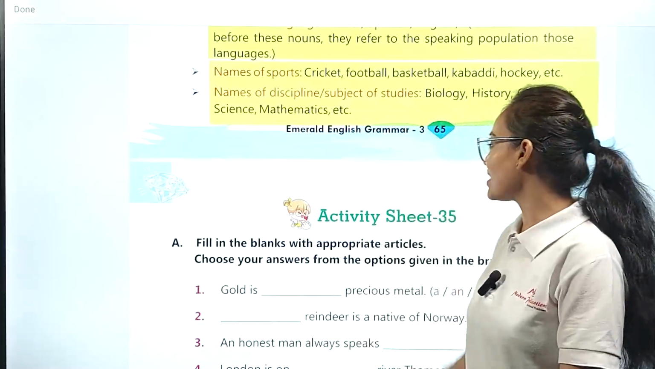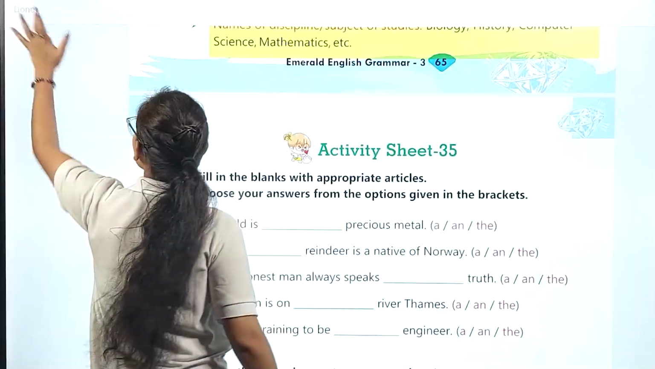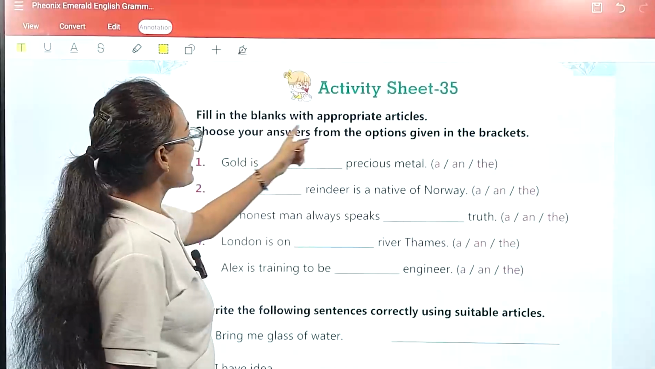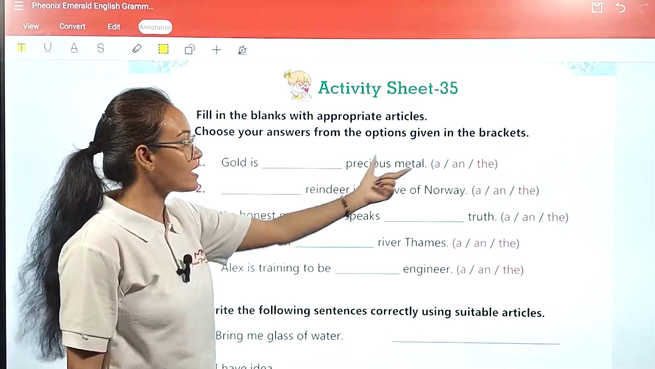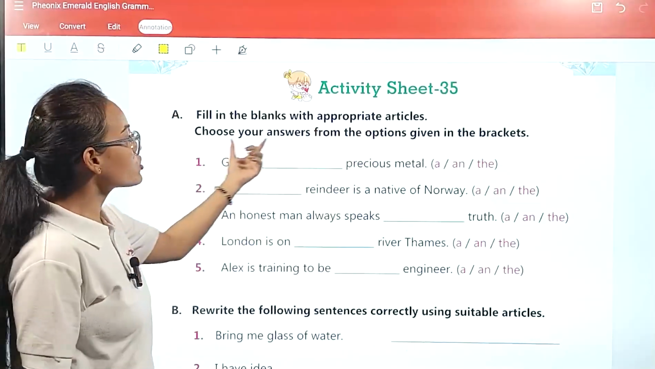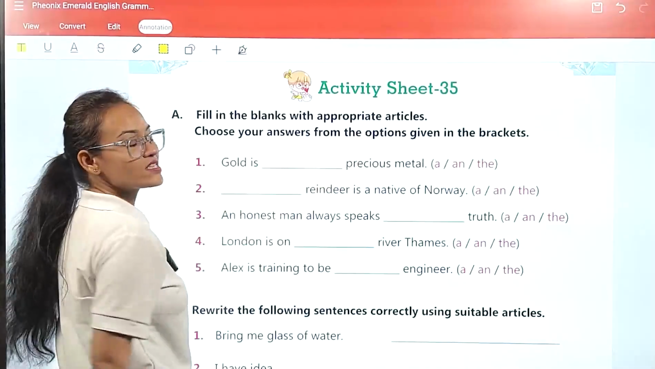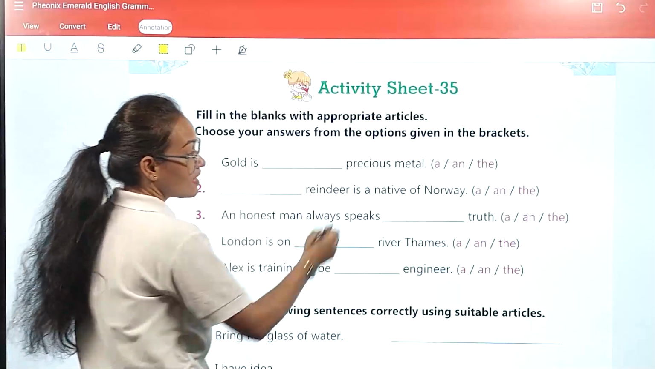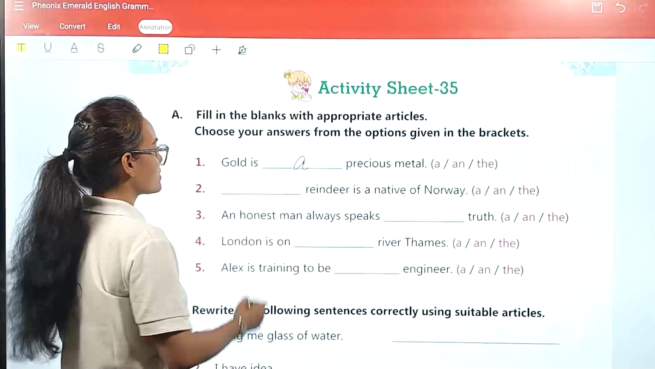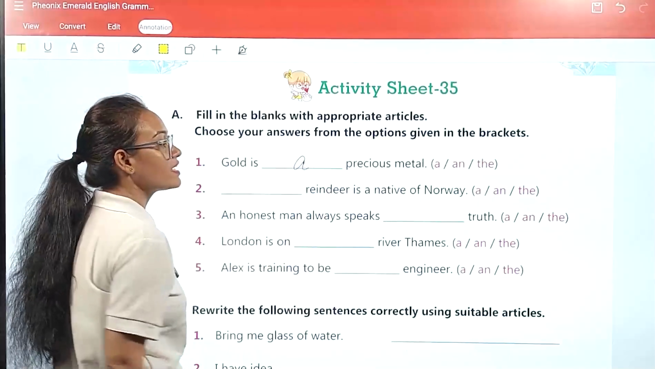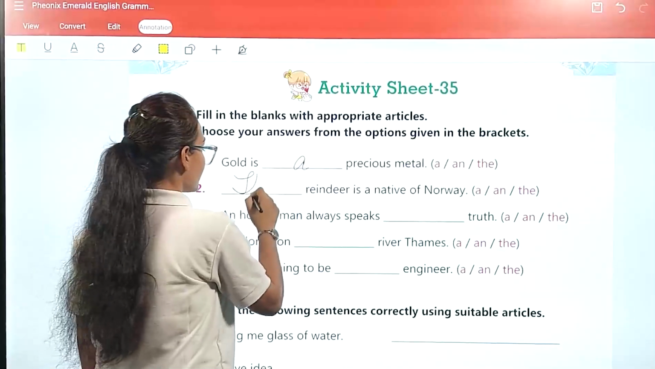Now come with me. Let's complete activity sheet number 35. Filling the blanks with appropriate articles. Here the blanks are given and we have to choose the appropriate article from the brackets. Choose your answers from the options given in the bracket. Gold is a dash precious metal. Gold is a precious metal, because P is a consonant. Dash reindeer is a native of Norway. The reindeer is a native of Norway.